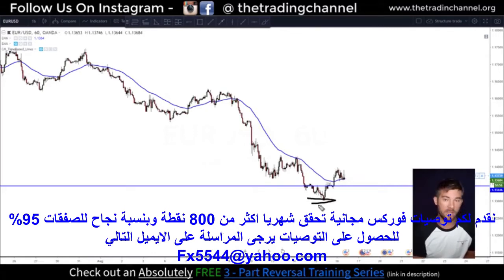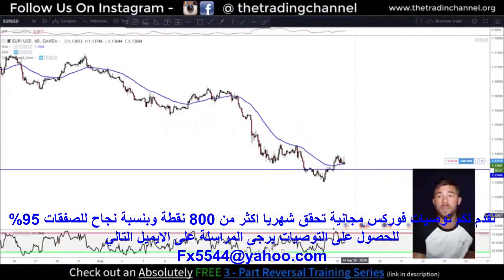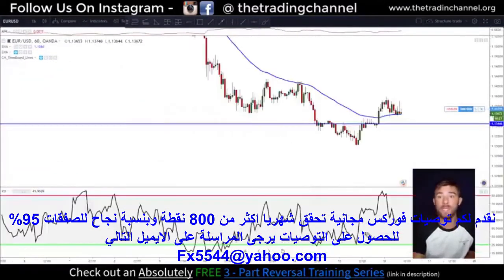If I double click here and bring my RSI back on the screen, you can see that we came to this level, and when we did, this market became oversold. We were oversold here, we're oversold here. And this time right here that we were oversold, afterwards what happened? Well, if you know how to read trend, then we have this trend continuation play right here.